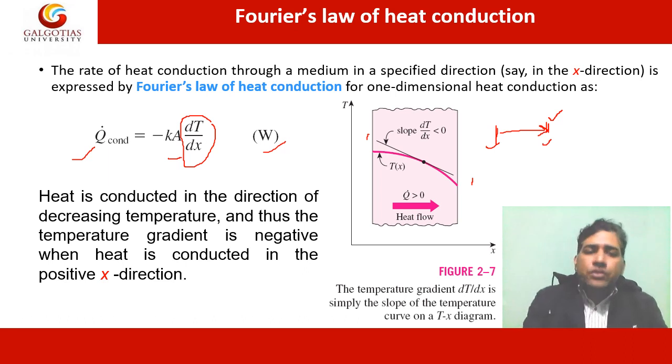So that is why the minus sign is introduced here, so that the negative sign coming from dT over dx can be taken care of. That is why this negative sign is there. Heat is conducted in the direction of decreasing temperature, thus the temperature gradient is negative when heat is conducted in the positive direction.